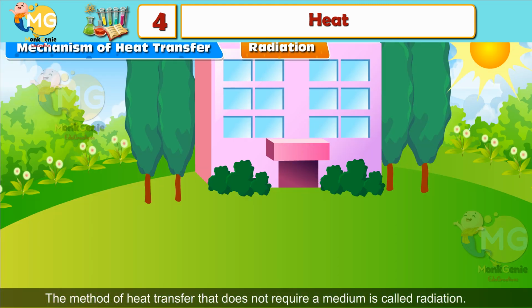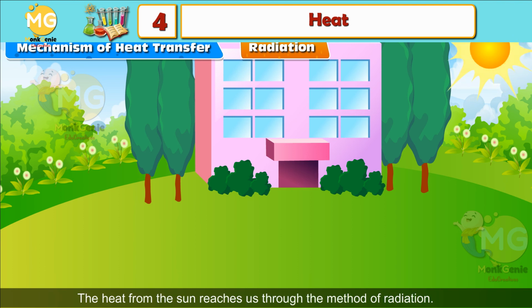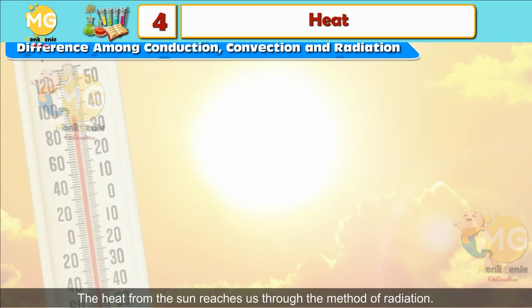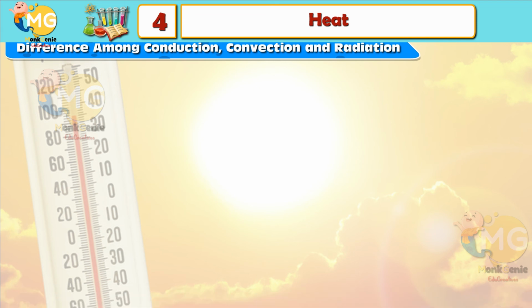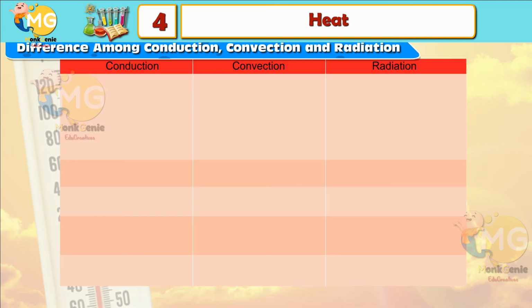Radiation. The method of heat transfer that does not require a medium is called radiation. The heat from the sun reaches us through the method of radiation. Difference among conduction, convection and radiation.